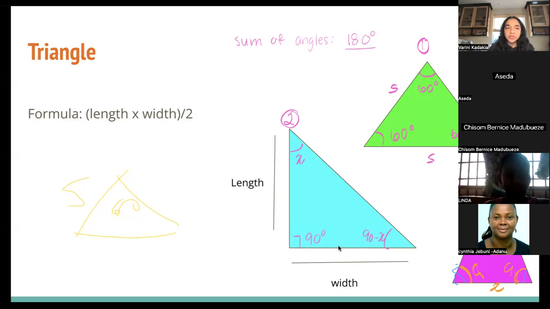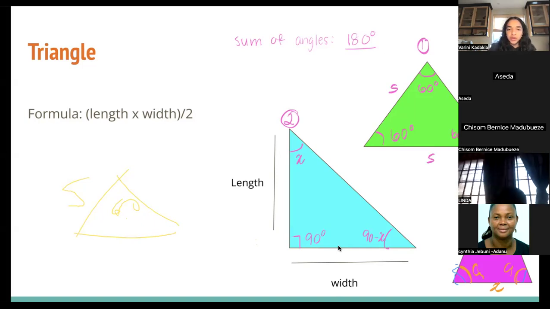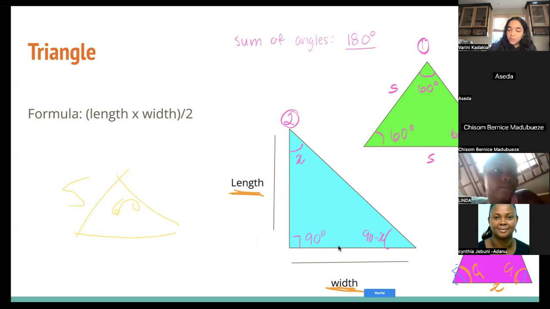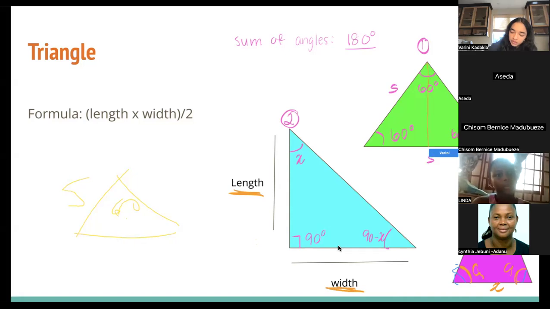And then just the formula for triangles are length times width. So when you're looking at a right angled triangle, this would be the length and this would be the width. But when you're looking at an isosceles or equilateral triangle, you will have to calculate one of the angles or like one of the dimensions.